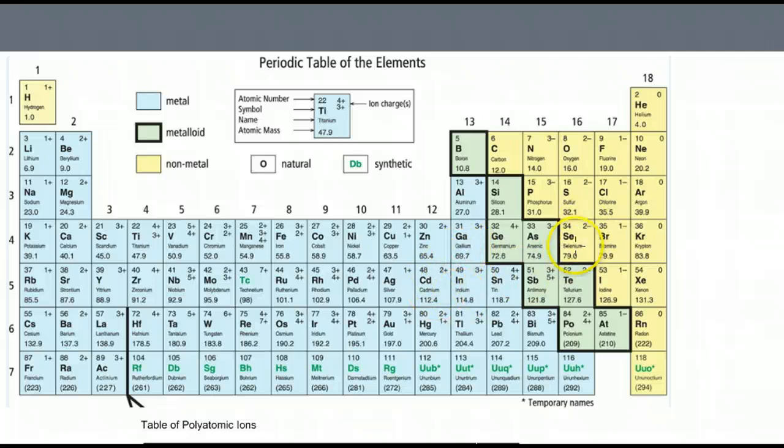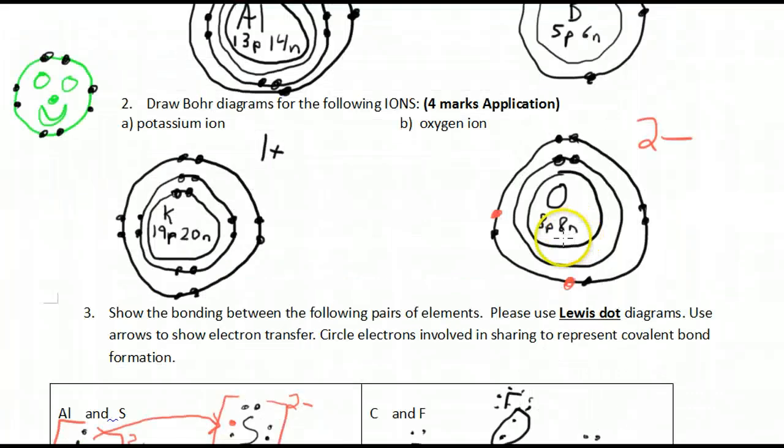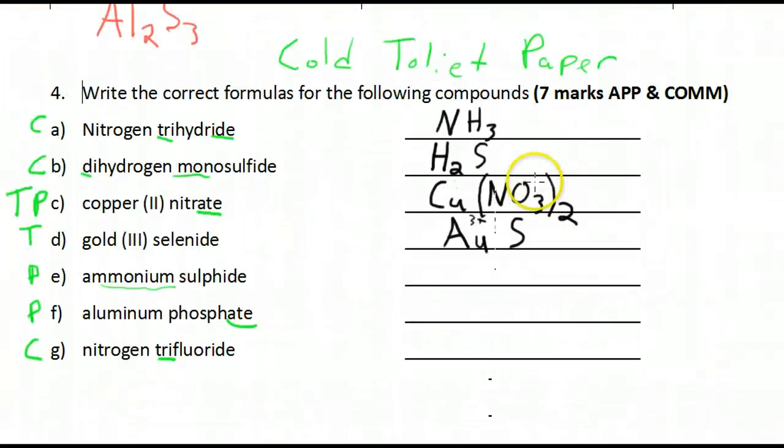Okay, so here's selenide over here. So remember, it'll have 6 valence electrons. So that means that to be happy, it needs to have 2 more electrons. So therefore, it has a charge of -2. So it also shows that right there. So there's a charge of -2. Therefore, you cross the charges, and the final answer will be Au2Se3. And remember, you can erase these after you're done for the proper answer.